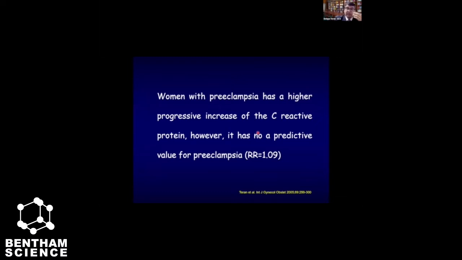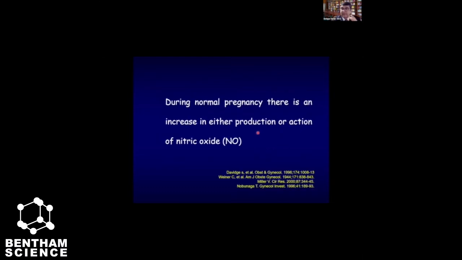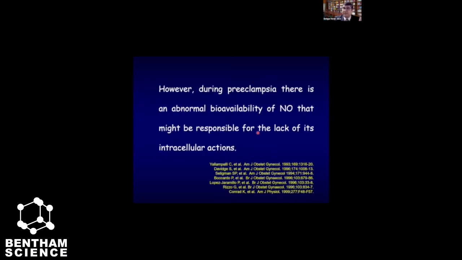So we continued looking for another part of the history, and there was enough evidence that normal pregnancy is related with an increased production or an increased action of nitric oxide. We were part of that initial history. At the same time, it was suggested that during preeclampsia, there might be an abnormal bioavailability of nitric oxide that can be responsible for the clinical aspect of the disease.